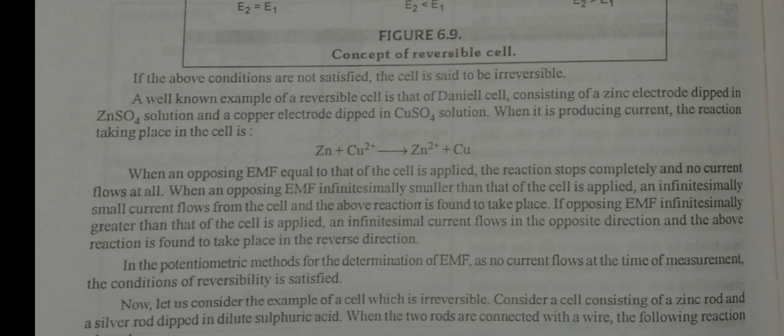When an opposing EMF infinitesimally smaller than that of the cell is applied, an infinitesimally small current flows from the cell and the above reaction is found to take place. If an opposing EMF infinitesimally greater than that of the cell is applied, an infinitesimally small current flows in the opposite direction and the opposite reaction is found to take place in the reverse direction. In the potentiometric method for the determination of EMF, as no current flows at the time of measurement, the condition of reversibility is satisfied.